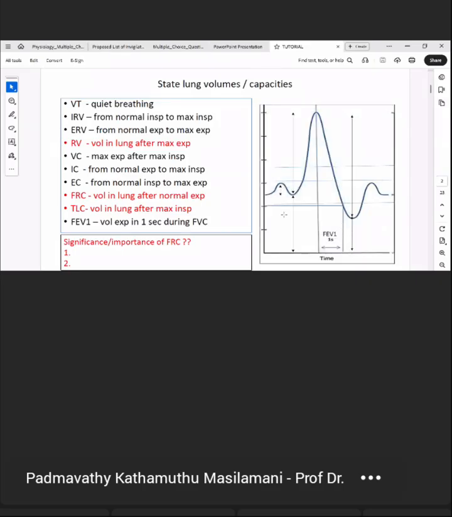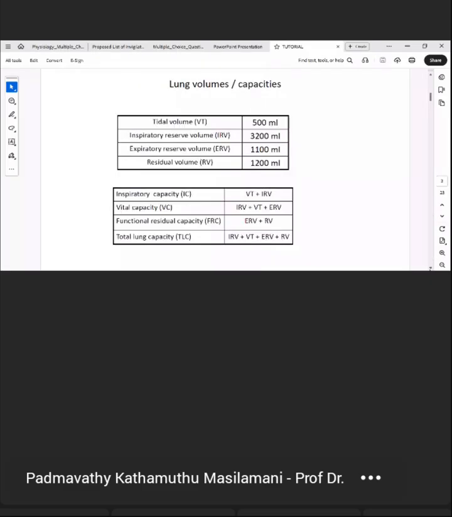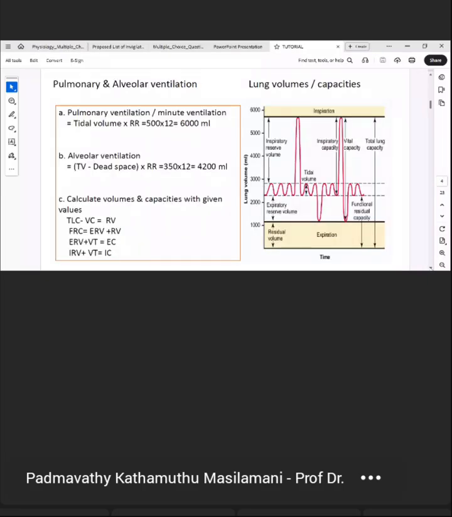Okay. So all the definitions, I think all of you remember. Tidal volume is the normal volume of air inspired and expired. Over the tidal volume, the maximum volume of air inspired at the end of normal inspiration is IRV. And ERV is the maximum volume of air expired at the end of normal expiration.